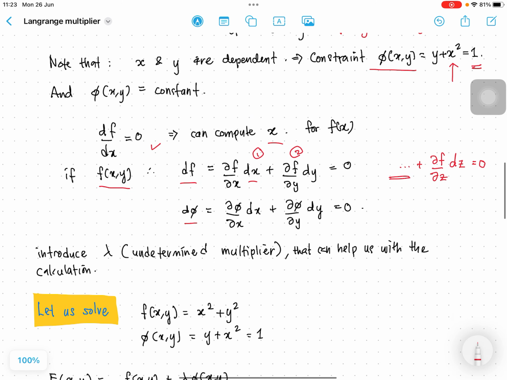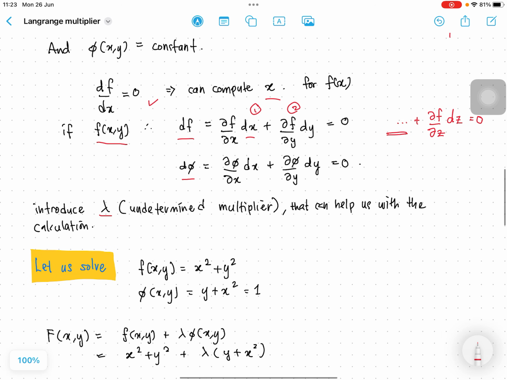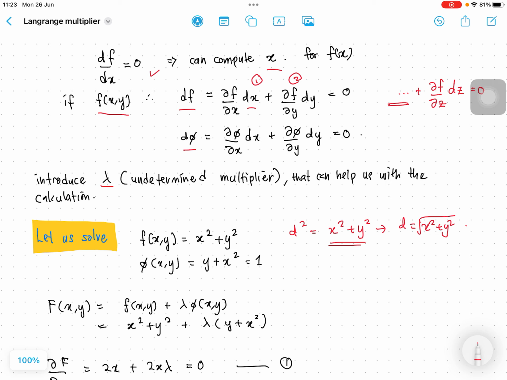We introduce this lambda, which we call the undetermined multiplier, that can help us with the calculations. Now let's solve the following. For the distance, you can use d squared equals x squared plus y squared, but you can always take the square root eventually. It's just algebra, so it's easier to take this form. And your constraint function is, so you have equation 1 in red, equation 2 in red.